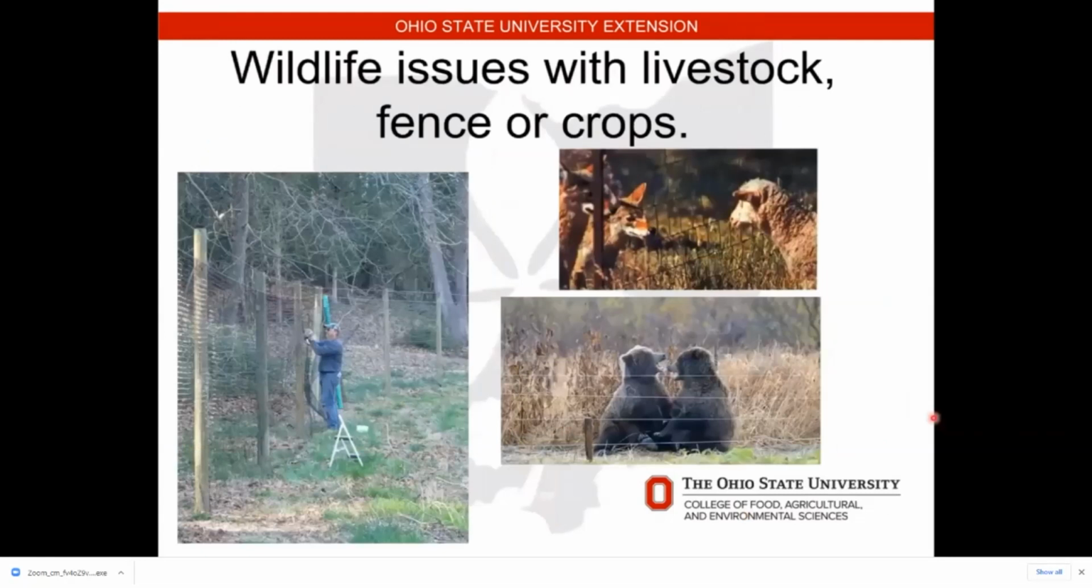Wildlife issues can be a problem. Coyotes are probably our biggest one. We don't have bear here, but if you're raising specialty crops, deer can be an issue, and that's pretty expensive. You could put in a 9 foot fence, but if you've got high dollar crops, it pays.